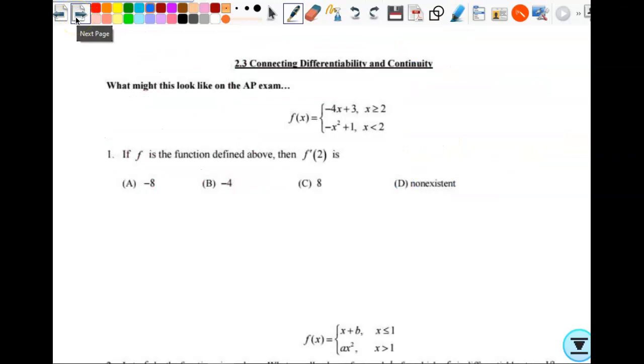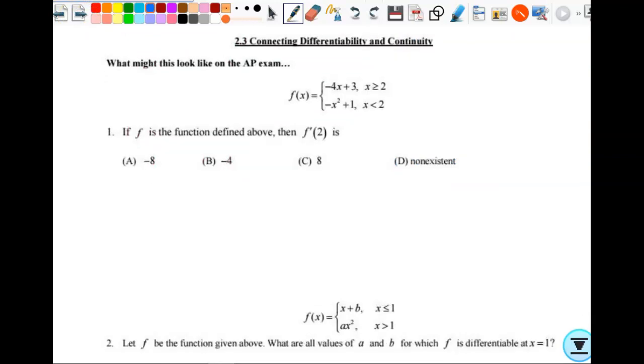Okay, so here's where you've got to pay attention to what things say, what is given to you graphically and algebraically. It says if f is the function defined above, then f prime of 2 is blank. Do I get to take 2 and just substitute it in here? No, it's asking me for f prime. It's not asking me for f of 2.